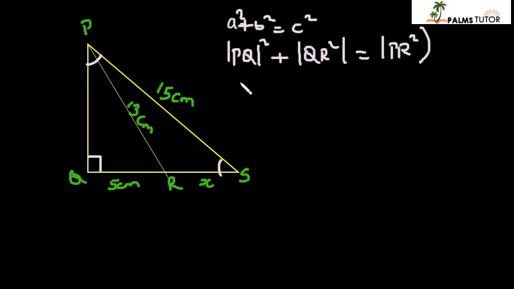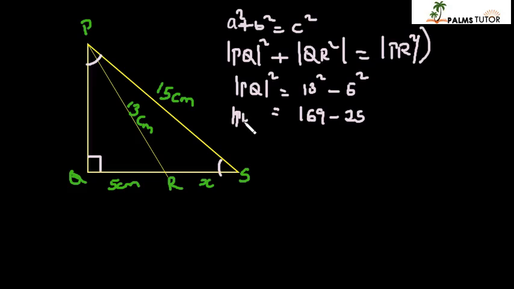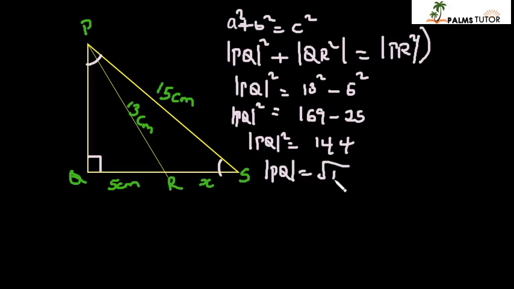PQ squared is unknown, so we leave it as that. PQ squared will equal PR squared minus QR squared. PR is 13, so we have 13 squared minus QR squared, which is 5 squared. So this will be 169 minus 25. So we have line PQ squared equals 169 minus 25. Line PQ squared will equal 144. Taking the square root of both sides, line PQ will equal the square root of 144, which equals 12. So line PQ is now 12 centimeter.